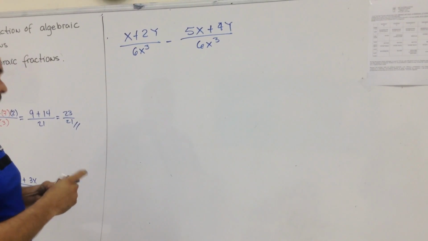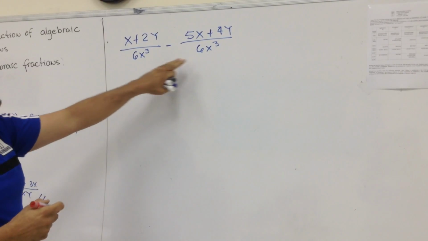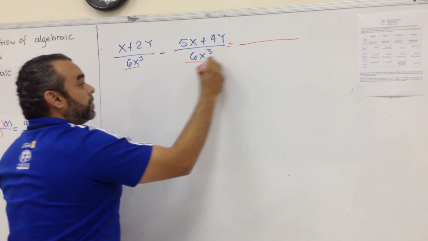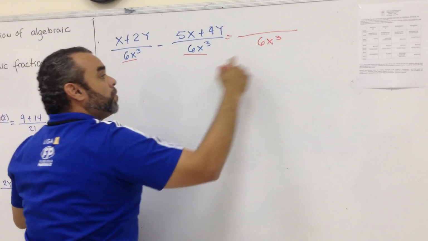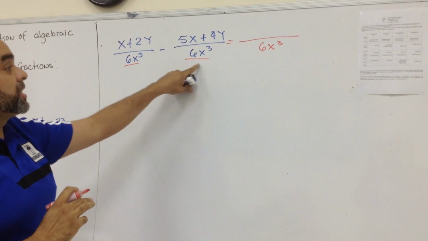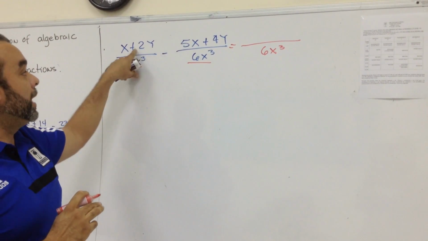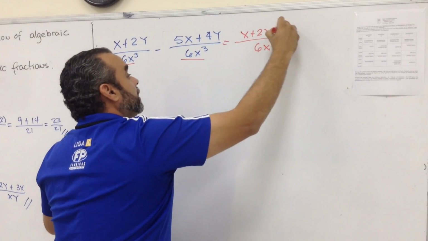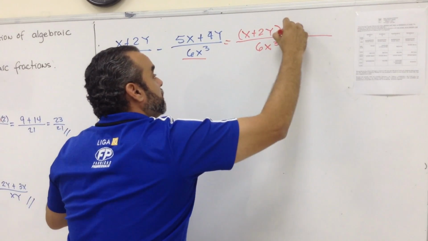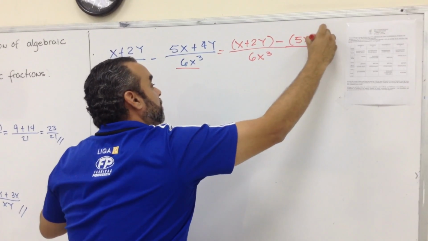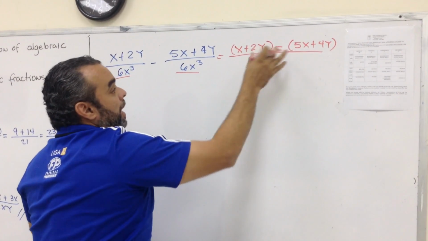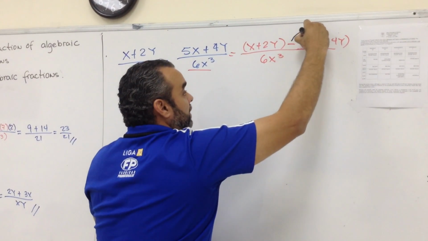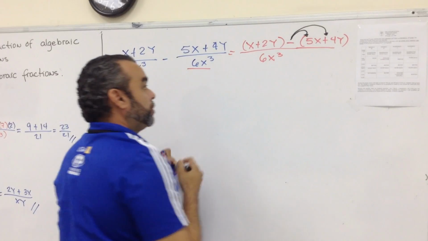The first thing I'm going to do is find my least common multiple. In this case, since they are exactly the same, it's going to be the same one. If you see, they are the same, so we just have to add and subtract what we have in the numerator. So it's going to be x plus 2y, I'm going to put it in a parenthesis, minus 5x plus 4y. Now, knowing this, I'm going to take my parentheses, but I have a little problem here. I have a negative sign. So I have to multiply my negative sign by each of the signs of my binomial term.